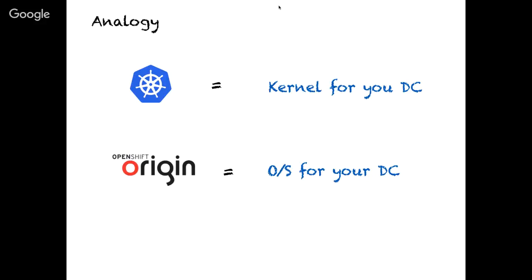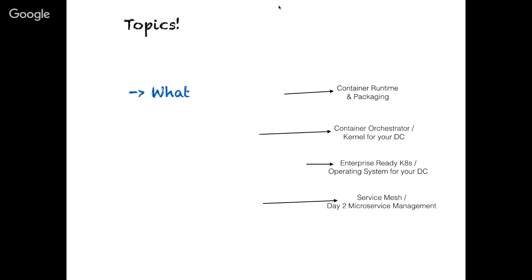So this is how I think of Kubernetes and OpenShift. Kubernetes acts as a kernel for your entire data center, whereas OpenShift is like an operating system for your data center. With just a kernel, you'll not be able to deploy applications. You need some kind of ready-to-use thing, that is OpenShift. Okay, that's just an analogy.